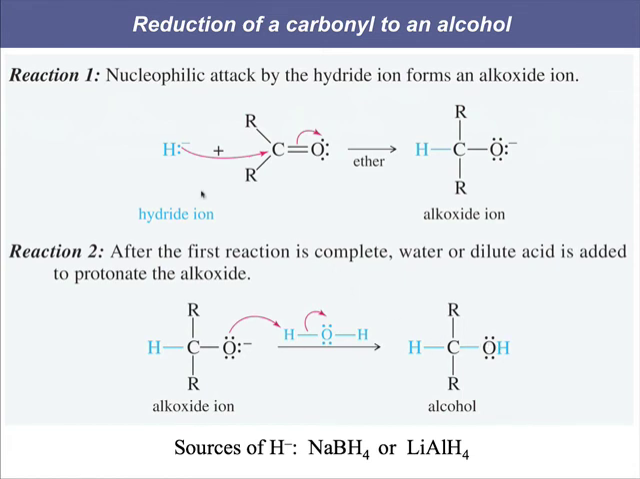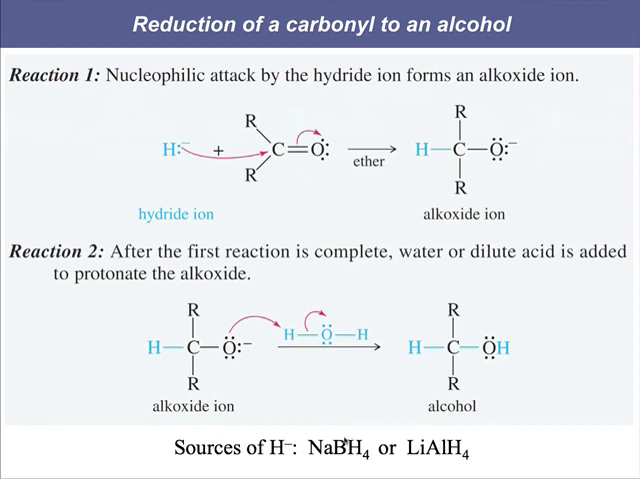Where do we get hydride from? Obviously, you can't bottle hydride, but you can get hydride from NaBH4, sodium borohydride. We've used that before in oxymercuration, demercuration. Or you can use lithium aluminum hydride, LiAlH4.